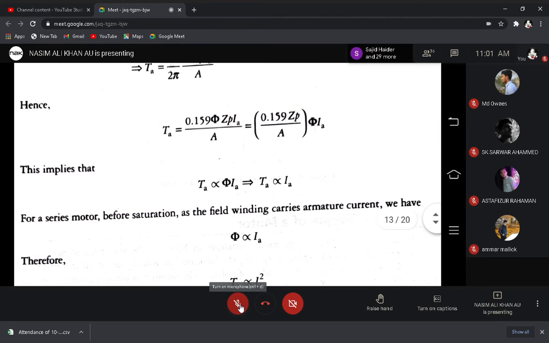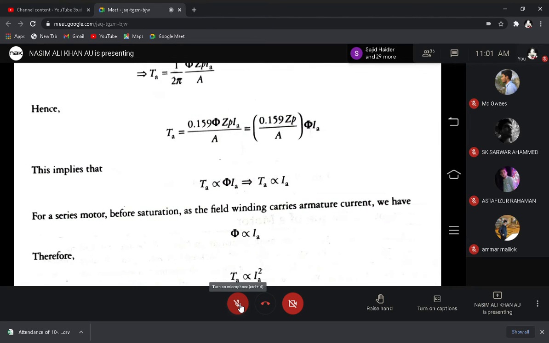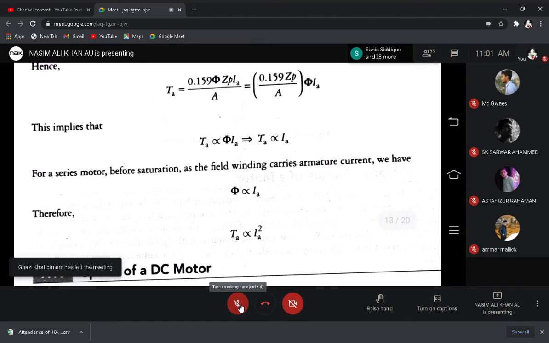For a series motor, before saturation, as the field winding carries the armature current, we can write phi proportional to Ia. When phi is proportional to Ia for a series motor, try to remember, we can write that in a series motor torque is proportional to the armature current squared. That expression is also needed for solving numericals.